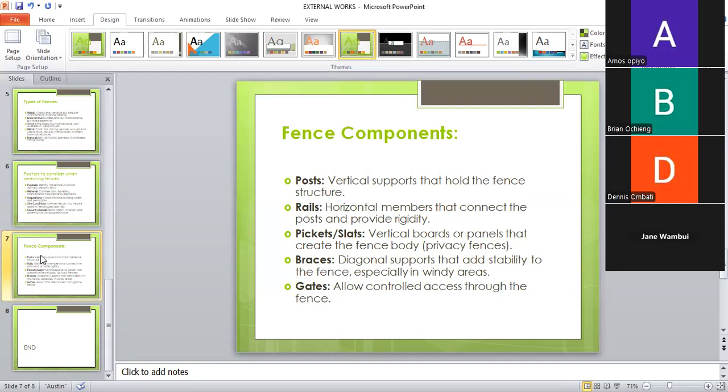The second last, we have the braces. These are the diagonal supports that add stability to the fence, especially in a windy area. The last one is a gate. You have to know that when you want to make a fence, you cannot make your fence without an entrance. So this is where we come up with a gate. This allows you to access through the fence, or the inside where you have fenced.